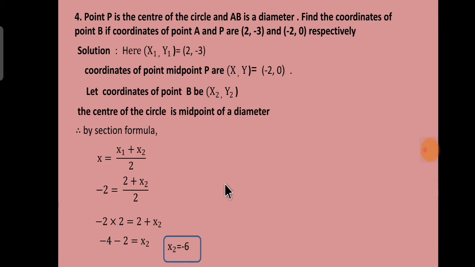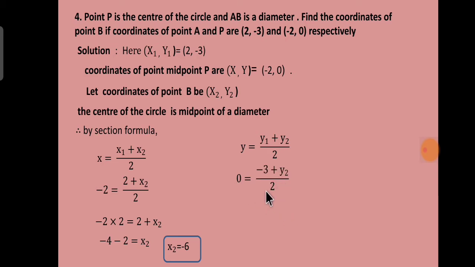In the same way, we have to find out the value of y2. Therefore, in the same way, by using midpoint formula, y is equal to y1 plus y2 upon 2. y ची व्हॅल्यू दिलेली आहे आपल्याला 0, म्हणून या ठिकाणी 0. and the value of y1 ची व्हॅल्यू किती आहे -3. therefore 0 is equal to -3 plus y2 upon 2.